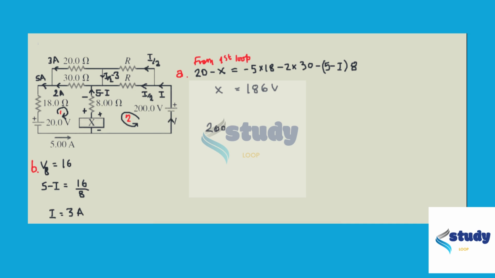For the second loop, we begin with the 200 volts and the other battery X, which is also facing against the 200, so 200 minus X should be equal to the potential drop across R and 8. For R the current is along the loop, so I by 2 into R, and for the 8 ohm it is against the loop, so minus (5 minus I) into 8. We know the value of I, we know the value of X, just plug it in here. This must give me R equals 20 ohm. Now this is part C of the question. So we are done with all A, B and C of the questions. This is the solution to this question. Thank you for watching.